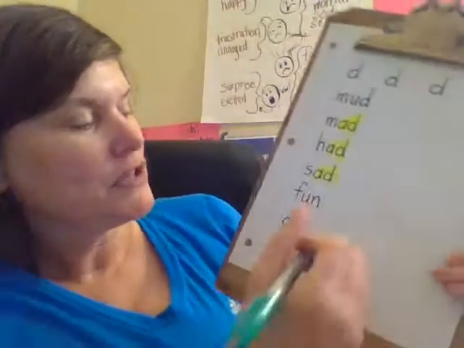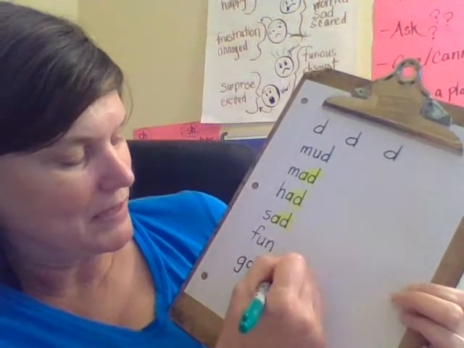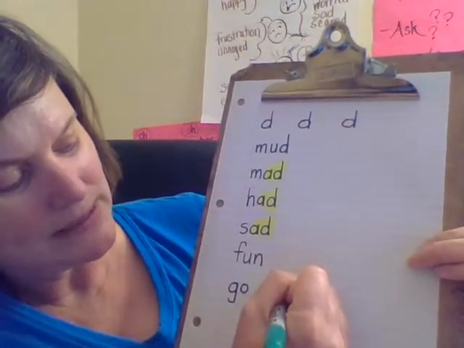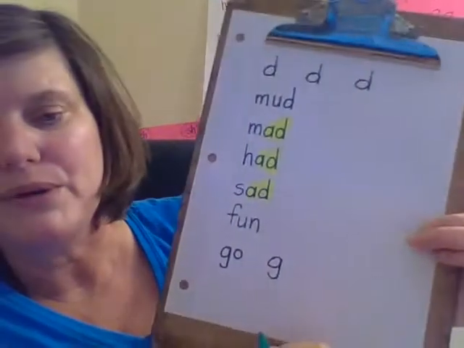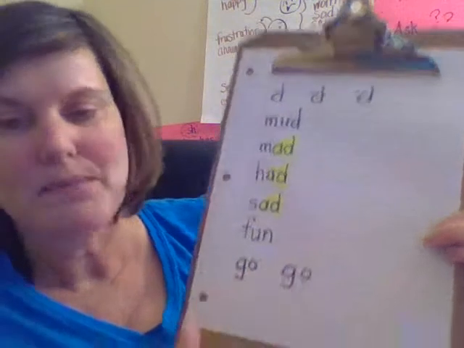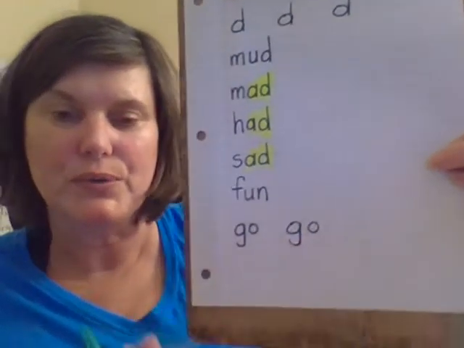G-O. So let me show you how you make that G. So you make your circle, okay? And then you're going to go down below. I wanted to show you in case you had trouble making that letter. G-O, go.